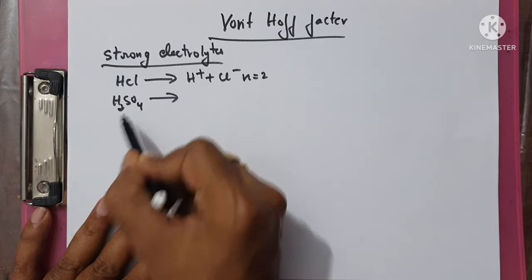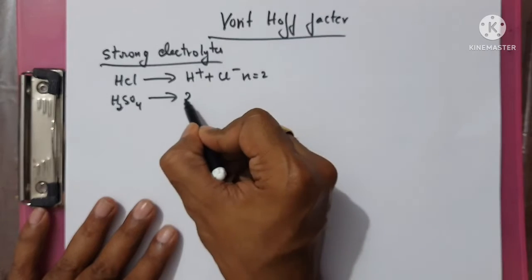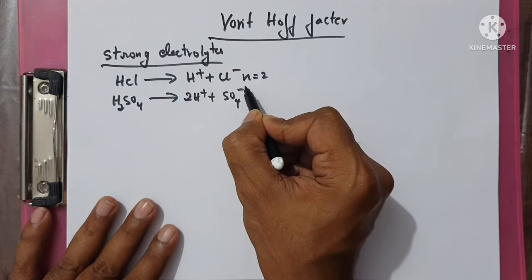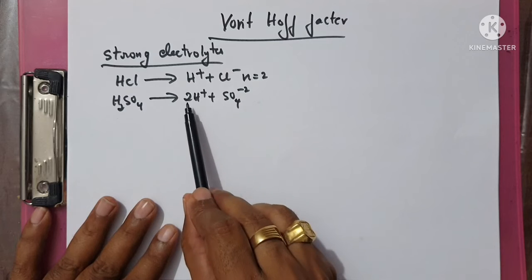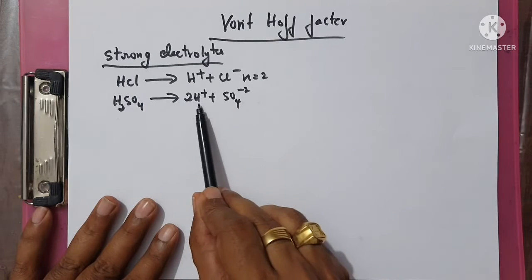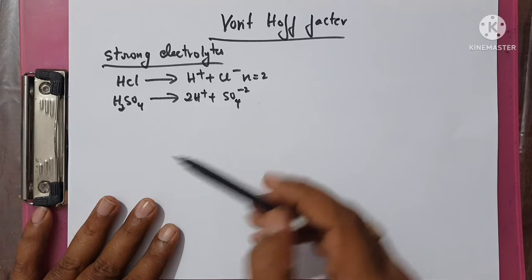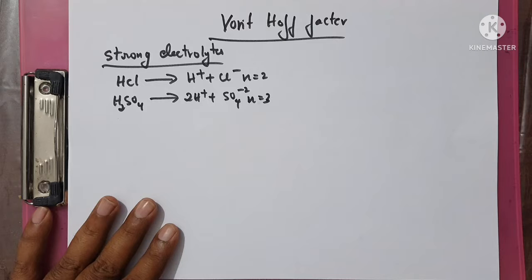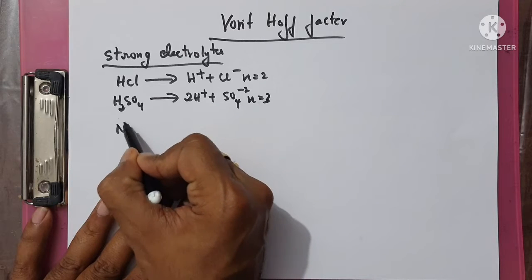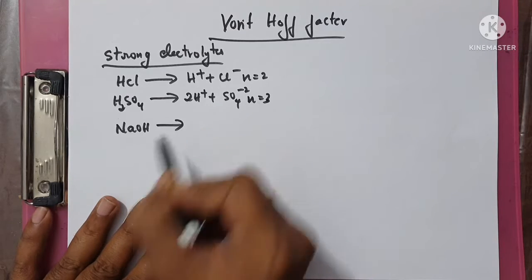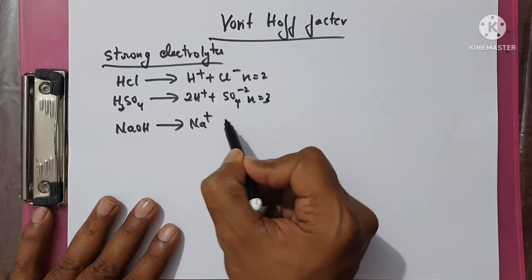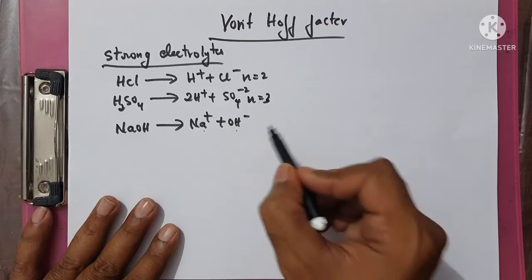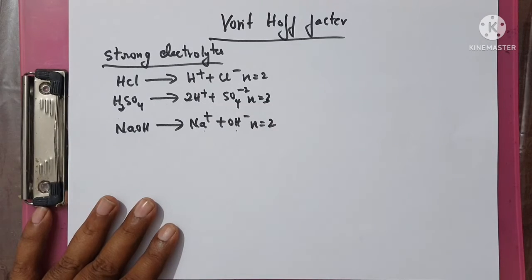If you take the next one, H2SO4, it is going to form 2 H+ ions and 1 SO4 2- ion. So here the number of ions formed is 2 plus 1, that is, 2 H+ and 1 SO4 2- ions. Therefore, the n value is 3. If I take a strong base like NaOH, it dissociates completely to form Na+ and OH-. So the number of ions formed here is 2. Therefore, n is equal to 2.